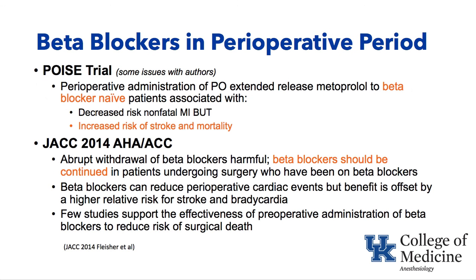There are some new recommendations about beta blockers in the perioperative period, and in orange here represents the take-home message. That is, if we are going to give beta blockers to beta blocker naive patients, those that are not on it, and they come to an operation and we start them on beta blockers, there's been an association with decreasing the risk of non-fatal MI, but actually increasing the risk of stroke and mortality. So think twice before starting a beta blocker on someone who's not already on it when they come to surgery, when you're attempting to reduce the perioperative incidence of myocardial ischemia and myocardial infarction.